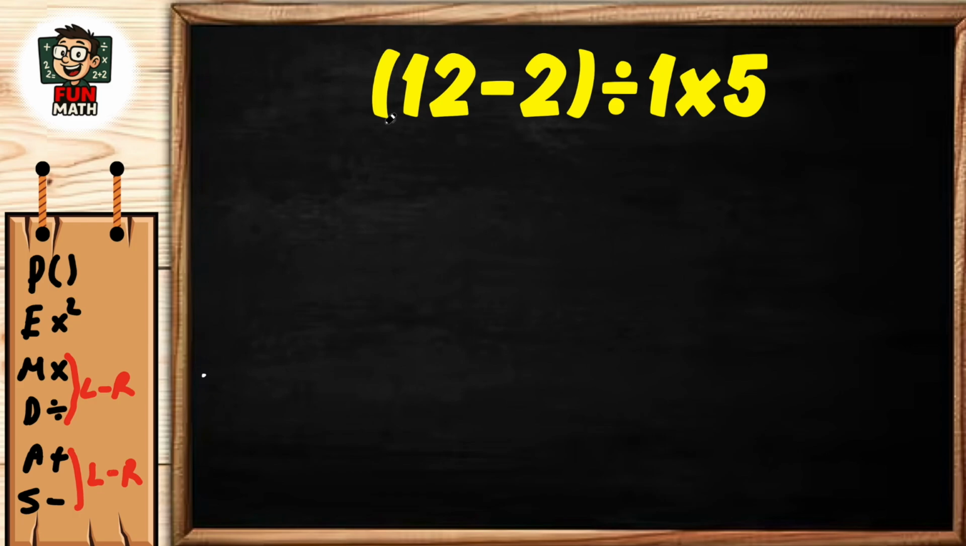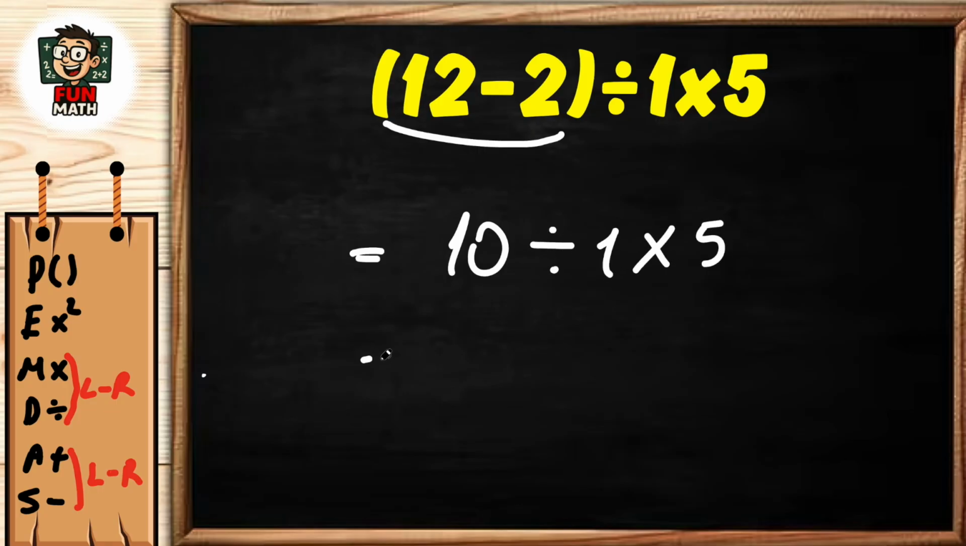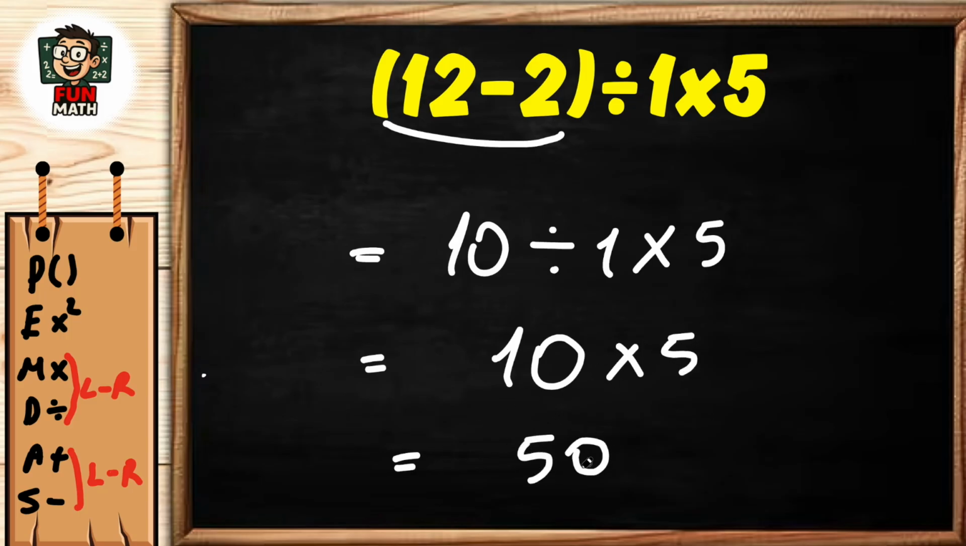First, we do the parentheses. 12 minus 2 equals 10. Now we have division and multiplication left. According to the rule, we work from left to right. Therefore, division is done. 10 divided by 1 equals 10. Last, we multiply. 10 times 5 equals 50.